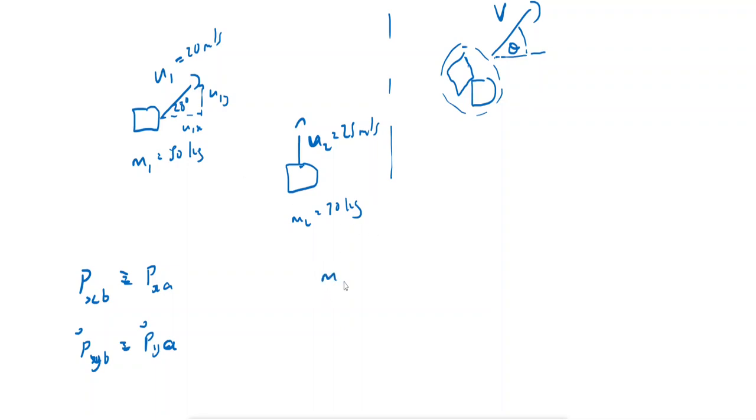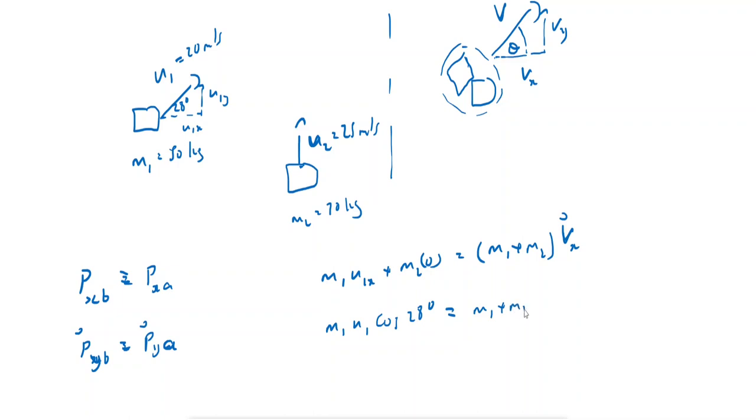So what's happening in the x? So in the x, I'm going to have the mass of 1, u1x, plus the mass of 2. There is no velocity for 2 in the x direction, so this is going to be 0. This is going to be equal to mass 1 plus mass 2. And then I have to consider vx, and then this is going to be vy. And then just consider the velocity in the x direction. That's what we mean when we're saying that this is going to be the case. All right, if I break this down further, it's going to be m1 u1 cos of 28 degrees. This is going to be m1 plus m2, and then my velocity vx is going to be v cos of theta. I don't know what that cos of theta is.